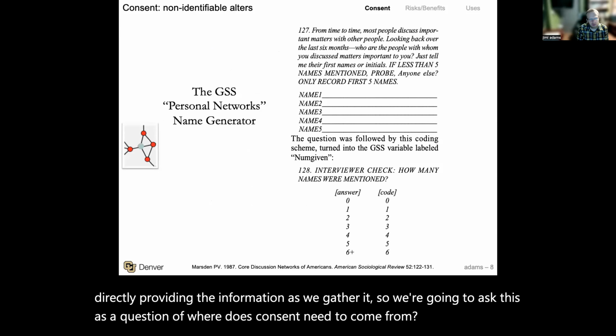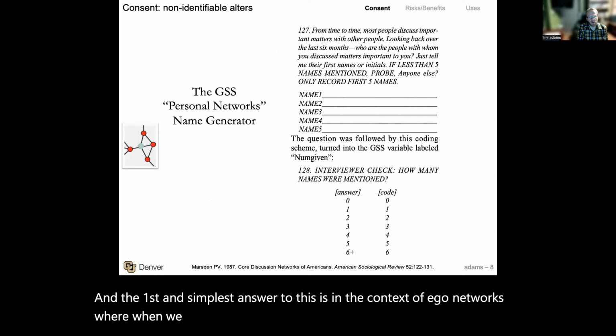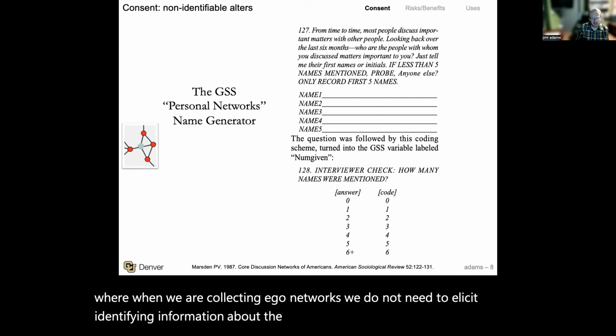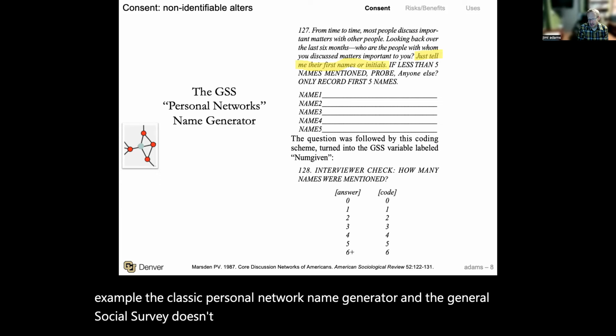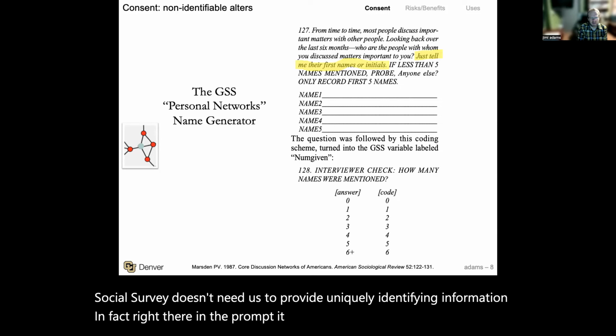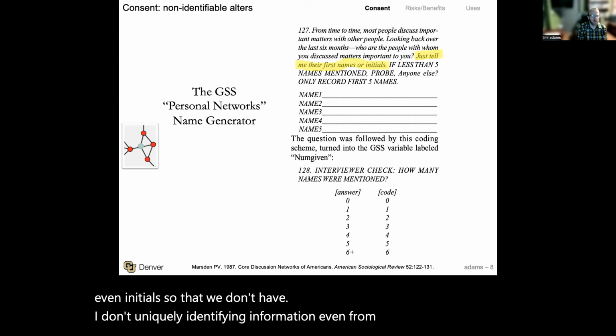And the first and simplest answer to this is in the context of ego networks, where when we are collecting ego networks, we do not need to elicit identifying information about the partners we get information about. So for example, the classic personal network name generator in the General Social Survey doesn't need us to provide uniquely identifying information. In fact, right there in the prompt, it says you can just give first names or even initials, so that we don't have uniquely identifying information even from the outset, right?